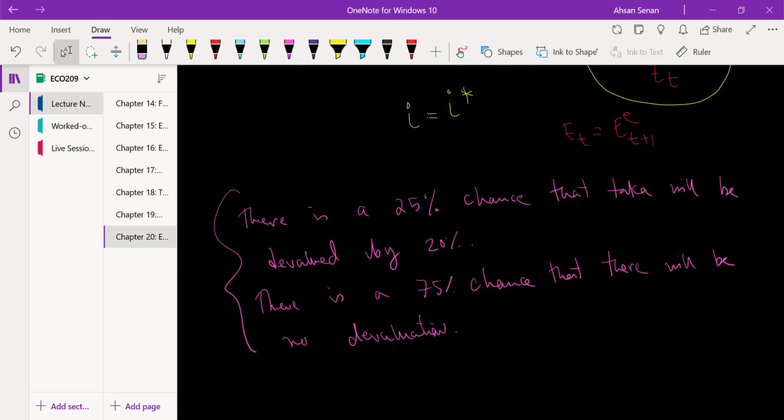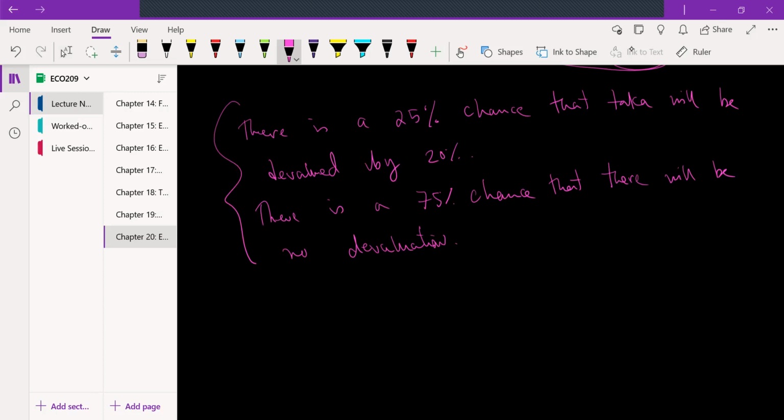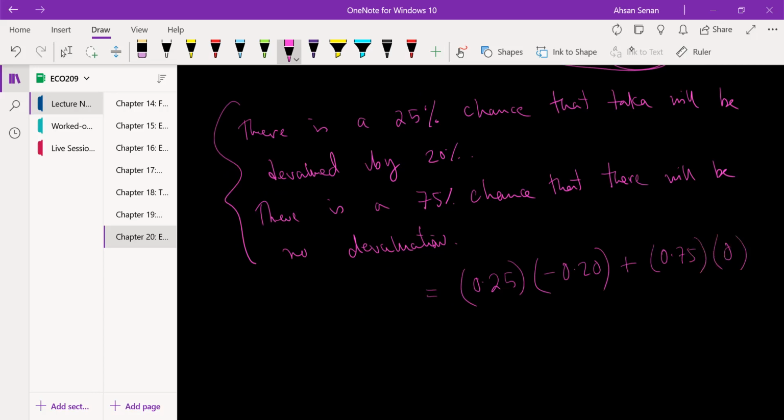Okay. Now, how will the investors react to this situation? What we see is that this is no longer equal to 0. I mean, this and this are no longer the same. Expectation might change. The question is, by how much is expectation changing? So here's what's going to happen. There is a 25% chance that the taka will be devalued by 20%. But there is also a 75% chance that the value of the taka will not change. If we do the calculation, what we see over here is how much do we get?